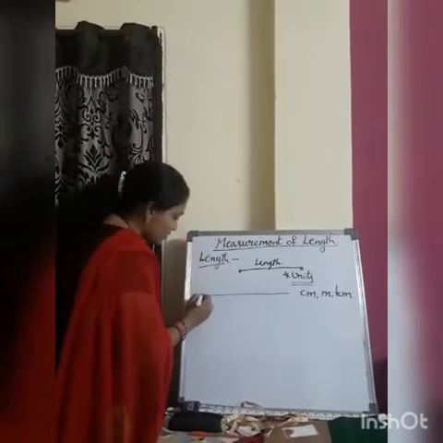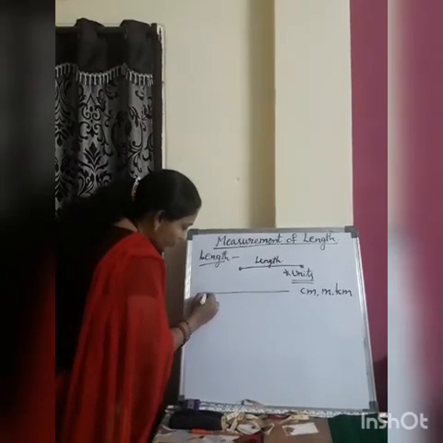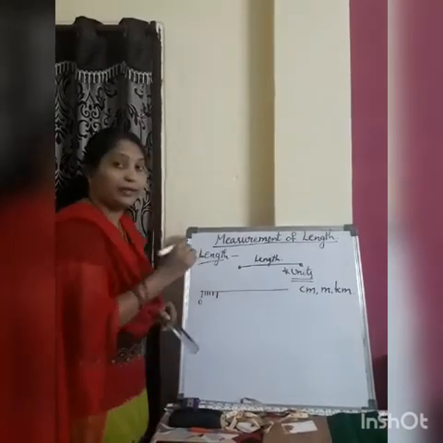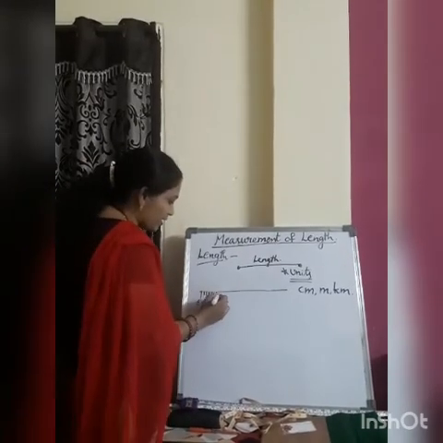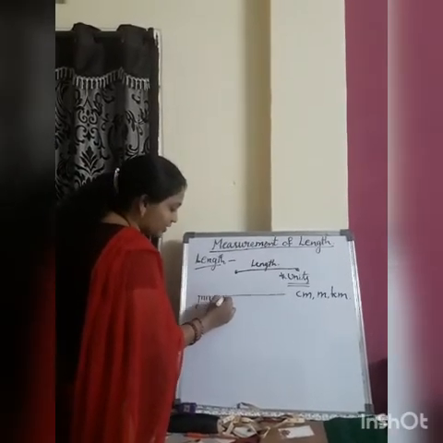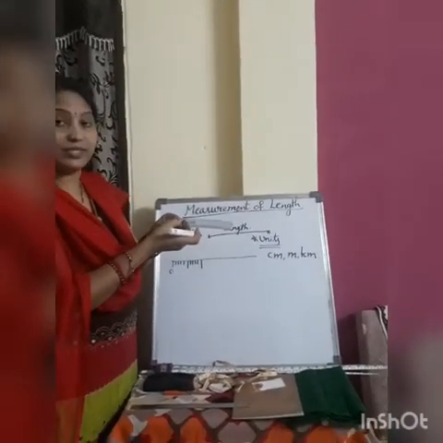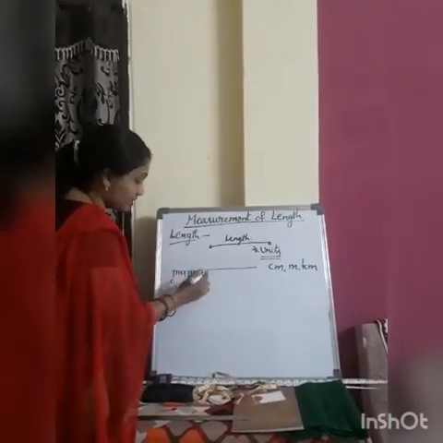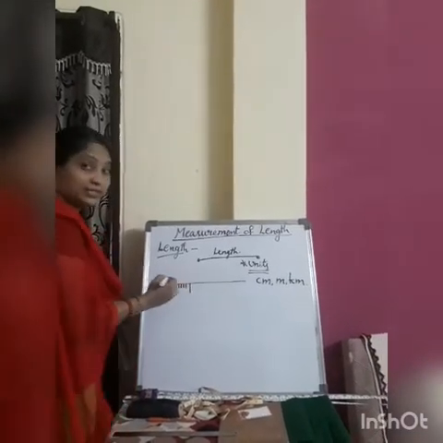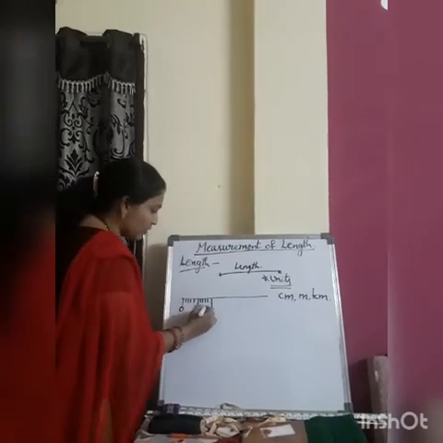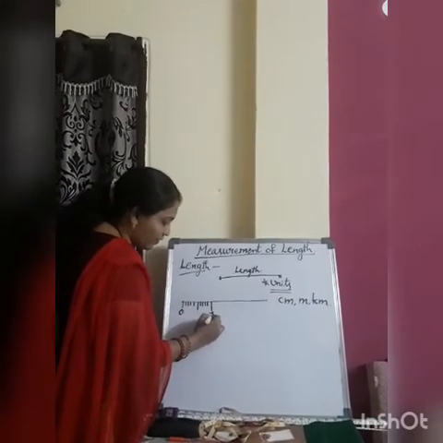Let me draw and show you. 1, 2, 3, 4, and the fifth line will be a little long. And 6, 7, 8, 9, the 10th line will be long again. Are you able to see on the scale here? The long lines represent centimeters in number. After 0, 1.